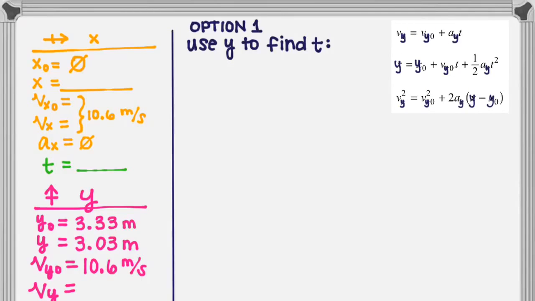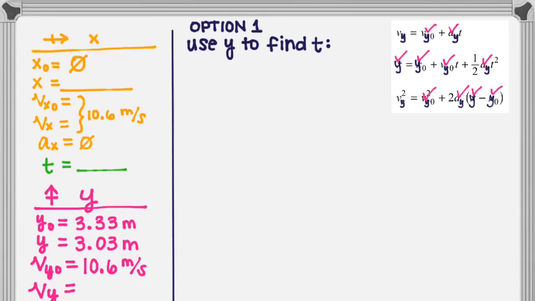Now, looking at it, again, I'm only looking at my y direction variables. That's the only thing I want to look at plugging into here. I know that I have y naught. It's 3.33 meters, so I can check that off. I also know that y is 3.03 meters, so I can check those off. Vy naught is 10.6. I can check that off. Ay is negative 9.8 meters per second squared. I can check those off.